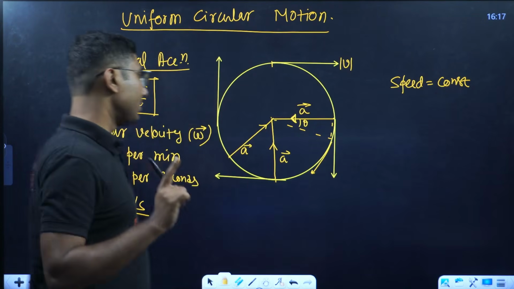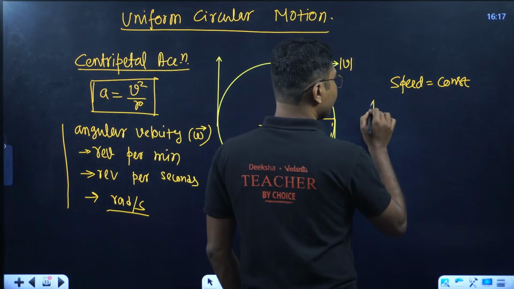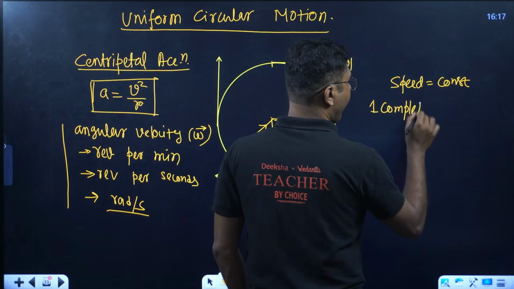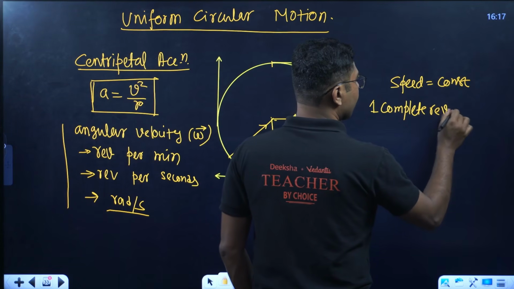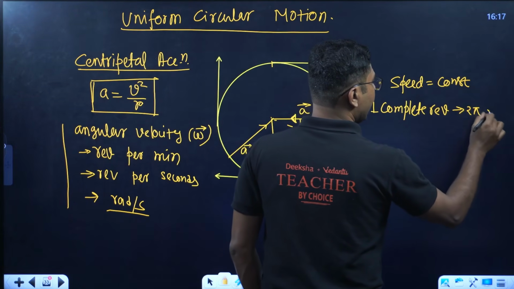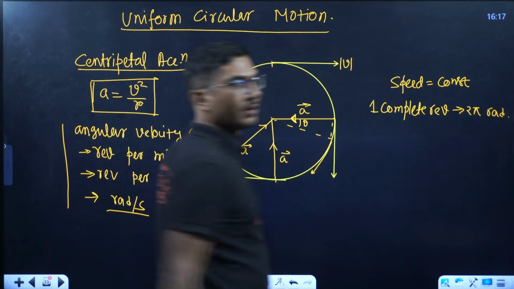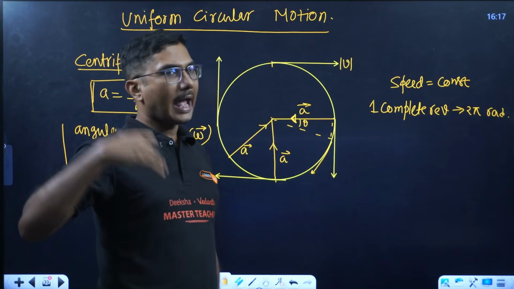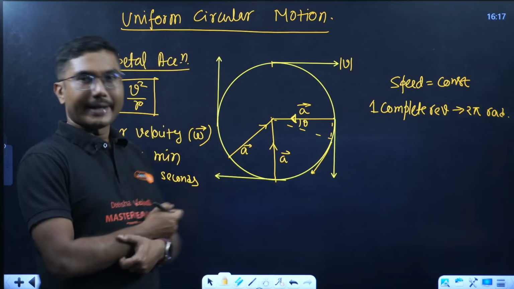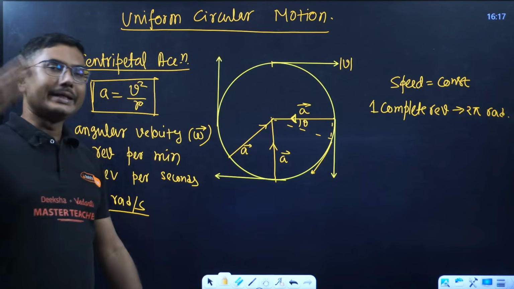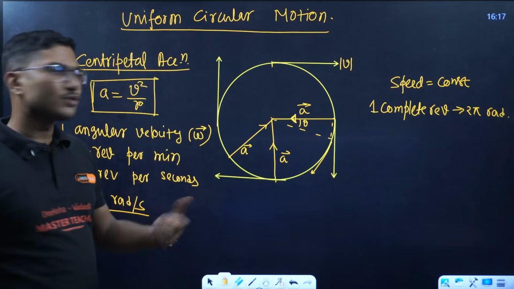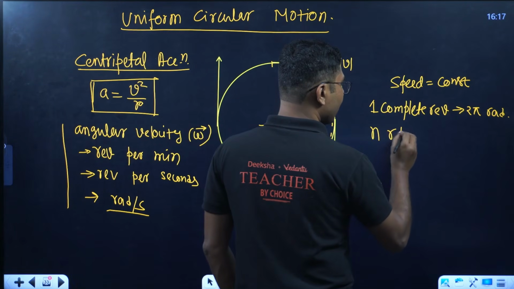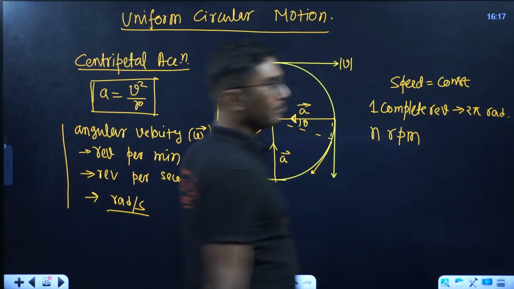One complete revolution gives rise to 2 pi radian angle. Okay, so one complete revolution gives rise to 2 pi radian angle. Okay, so we know the angle. Now how much time does it take? It takes 1 minute. So suppose n revolutions per time, and it is written as revolutions per minute, RPM.